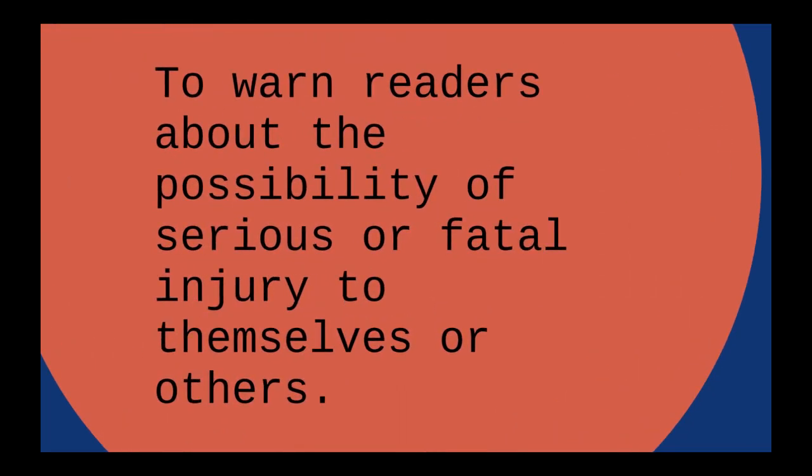Serious or fatal injury to themselves. You see the progression? We moved from warning to danger, where the warning stated explicitly that there was the possibility of minor injury to their person. And we've moved to danger, where there's the possibility of serious or fatal injury to themselves or others. That means someone can die.